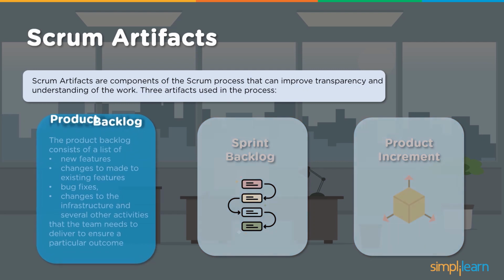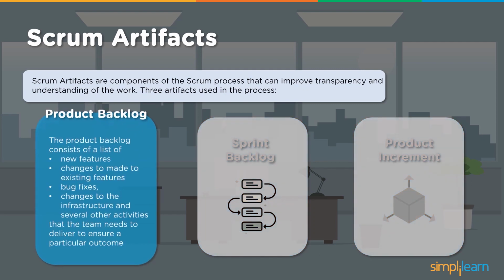When I say product backlog, it consists of a list of new features, changes to be made to existing features, bug fixes, changes to the infrastructure and several other activities that the team needs to deliver to ensure a particular outcome. This list comes with the required features and functionalities that need to be delivered. The prioritization has to happen, in what order what needs to be delivered. So the product backlog is the full list which needs to be delivered as part of this project.